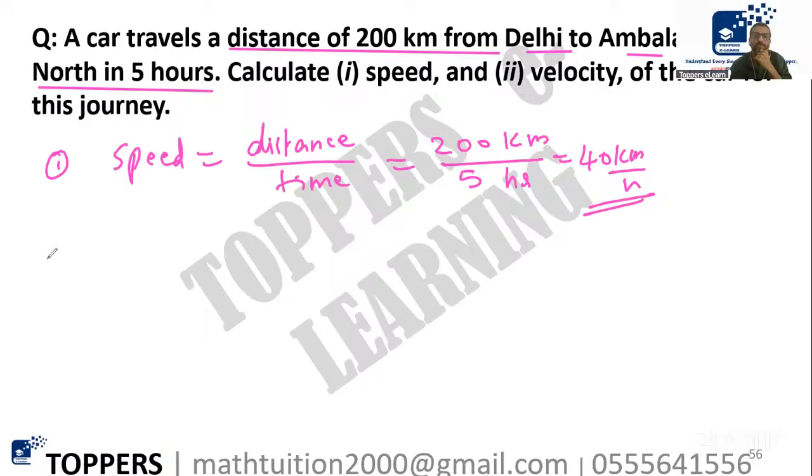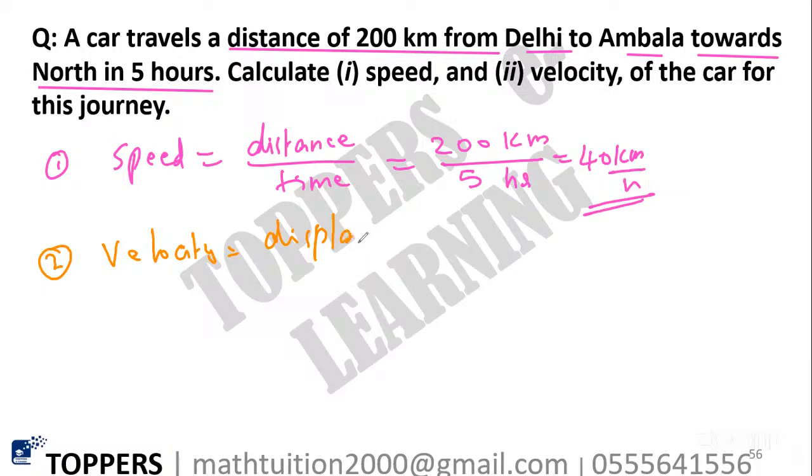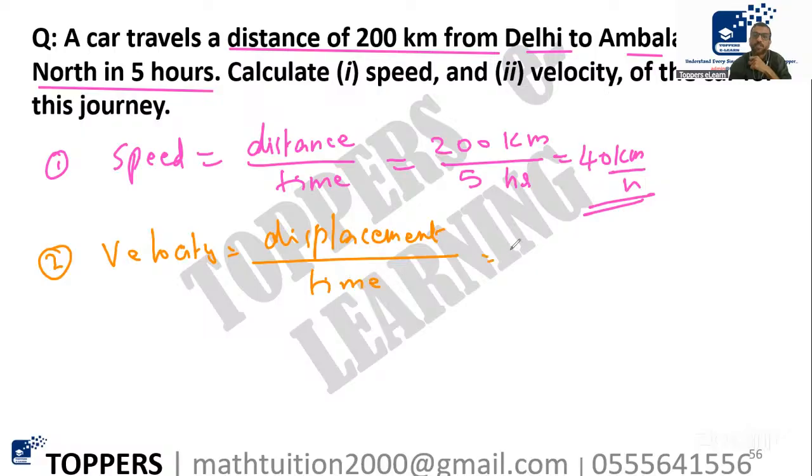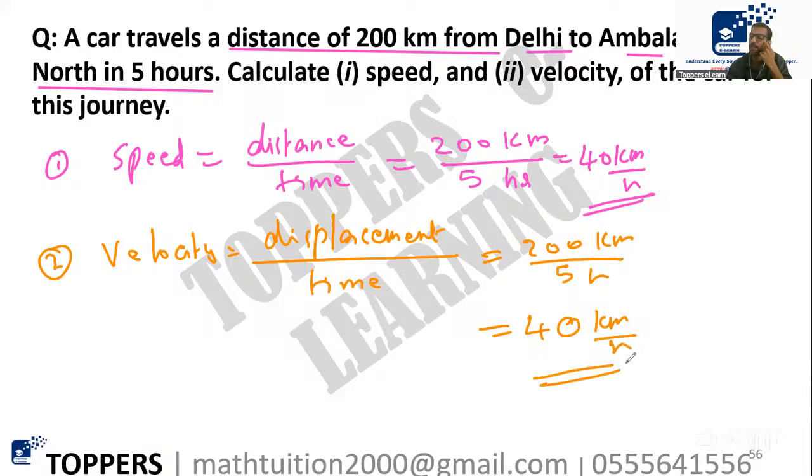Secondly, what are they asking? Velocity. Velocity is what? Total displacement divided by total time, right. See, they have given the distance with direction, 200 kilometers towards north. So that is displacement, right? Distance with the direction is displacement. So displacement also 200 kilometers and time is 5 hours. So they are getting 40 kilometers per hour, right?